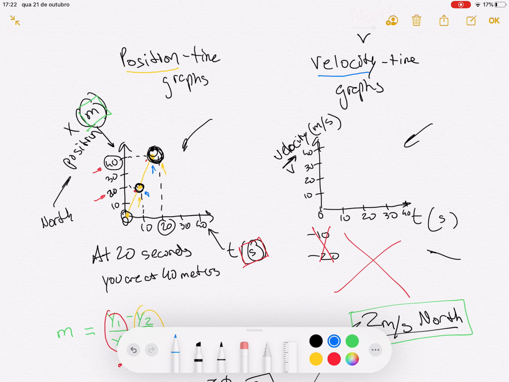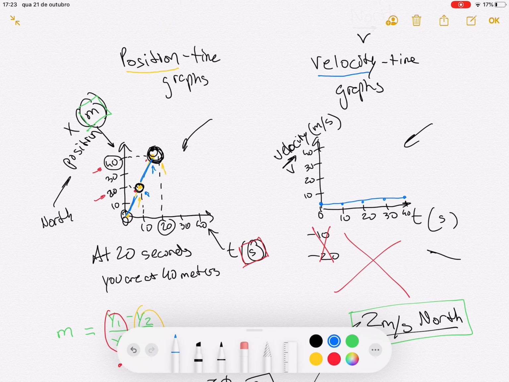So, at 0 seconds, what is the velocity? 2 meters per second north. So we would graph that over here. And then at 10 seconds, what's the velocity? Well, the line is still straight. It hasn't changed direction. It continues moving forward, which means that it's still going to be 2 meters per second north. And that is going to repeat itself, which means that you now have a straight horizontal line on your graph. And that represents your velocity.